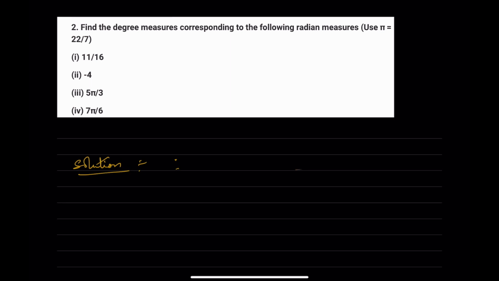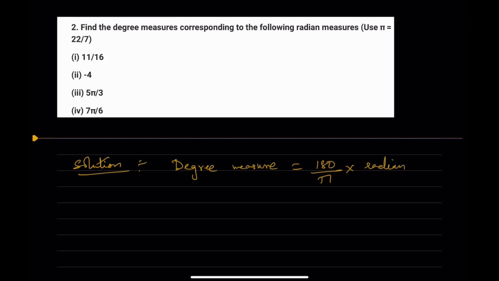So over here, what is the formula which we use? Degree measure is equal to (180 by pi) into radian measure. The radian measure given to us here is 11 by 16 pi.